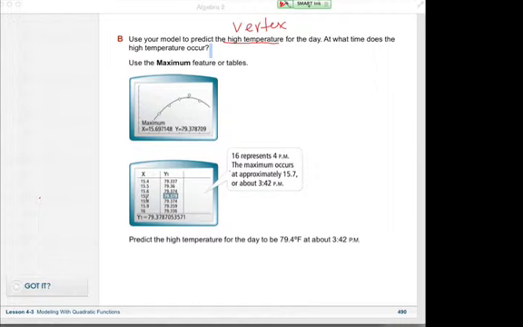Now this is kind of weird. 16 represents 4 o'clock, right? So 15.7 would represent about 3:42. That's an interesting problem in and of itself, and we can talk about that one-on-one as well.